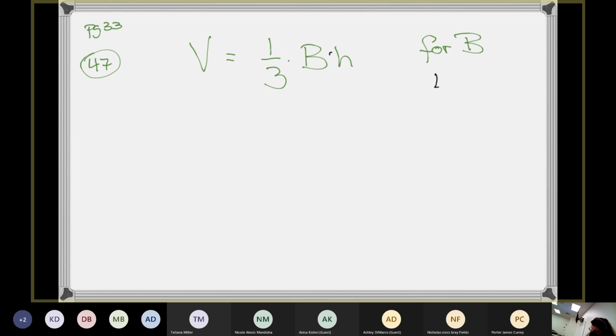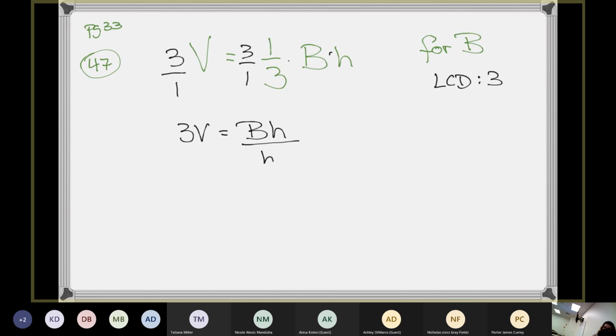What's the LCD? 3. We're going to multiply everything by 3 on either side. So that leaves you with 3V equals base times height. Looks so much better now. Last step, people online, we got to get B by itself. Oh, Danielle already said divide by H. So B equals 3V over H.